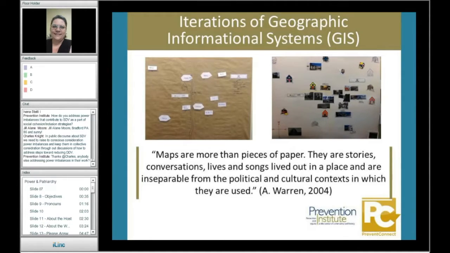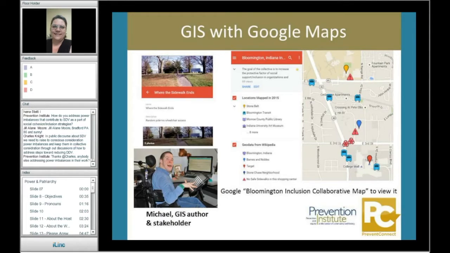And now we have this great GIS system. It's on Google. If you just type in Bloomington Inclusion Collaborative map, Mr. Ely, he's a stakeholder on the project, created this Google map for us to help us visualize the data. This helps us tell our story to the people in Bloomington who have decision-making power. These are city planners. These are governmental representatives.